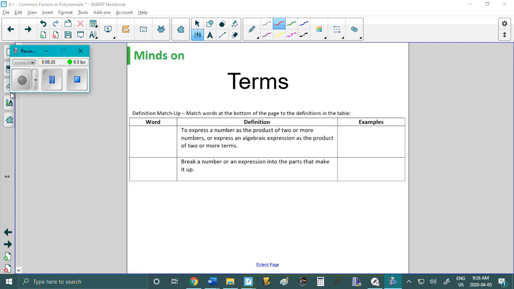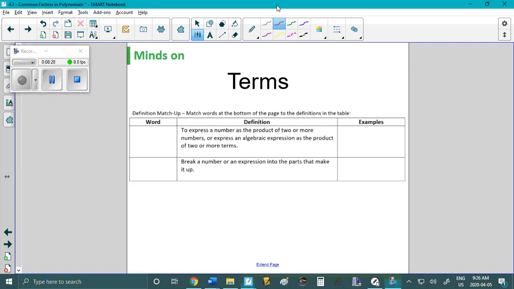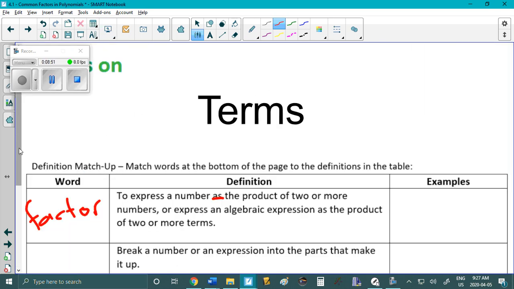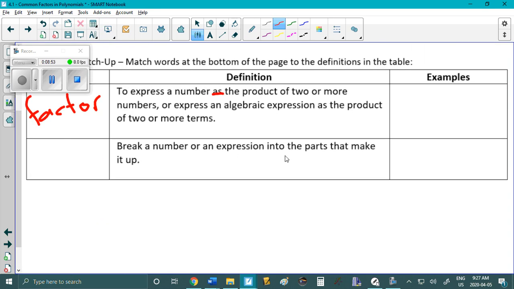So at this point, I am going to be doing what's on your handout. So if you have the handout, you might want to follow along there. So we're just going to fill in these terms real quick. To express a number as the product of 2 or more numbers, or express an algebraic expression as the product of 2 or more terms, that's a mouthful, or an earful, I suppose, this is called factor. And that's the name of the unit. You're going to become very familiar with this process. And to break a number or an expression into parts, this is going to be decompose.